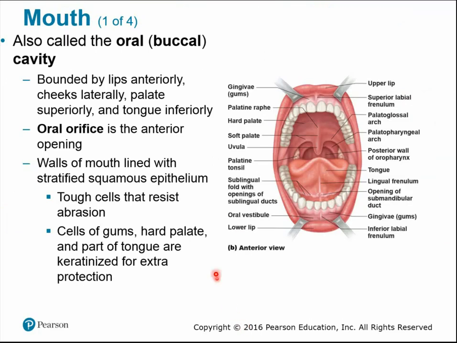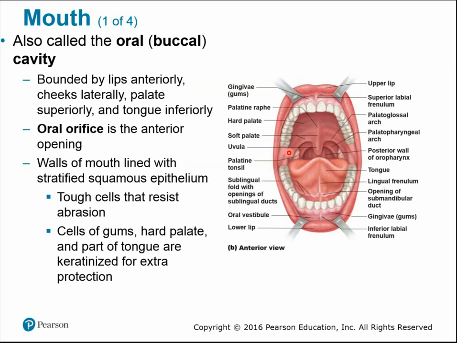So looking at the mouth, sometimes also called the oral or the buccal cavity. So it'll be surrounded by the lips anteriorly and the cheeks on the lateral sides. Surrounded by the palate superiorly and then the tongue inferiorly. So the opening of the mouth is referred to as the oral orifice.